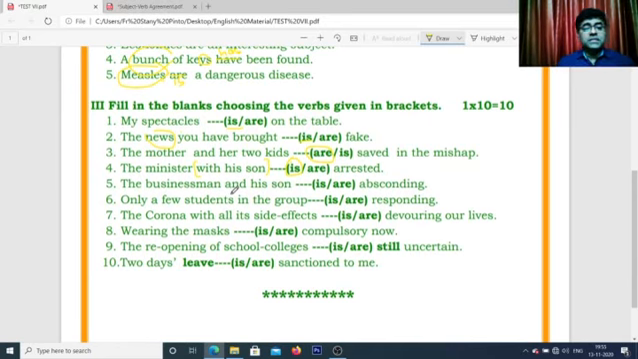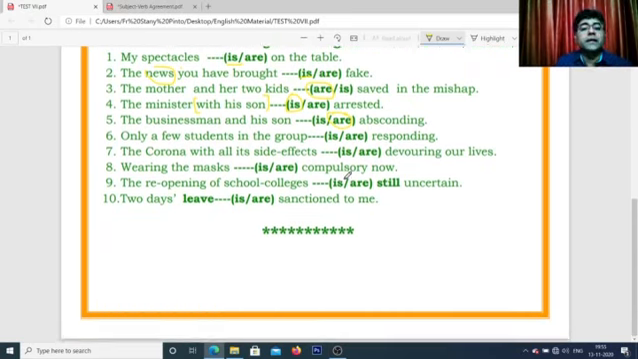Then the businessman and his son dash absconding. The businessman and his son. Now though it is "and", these refer to two people. The businessman is separate and his son is separate. Hence the businessman and his son are absconding. Okay, please remember, the businessman and his son is absconding, or the businessman and his son are absconding.